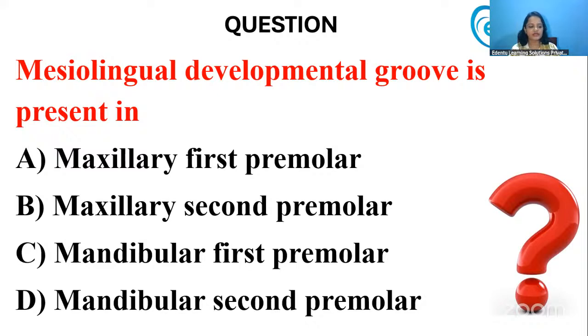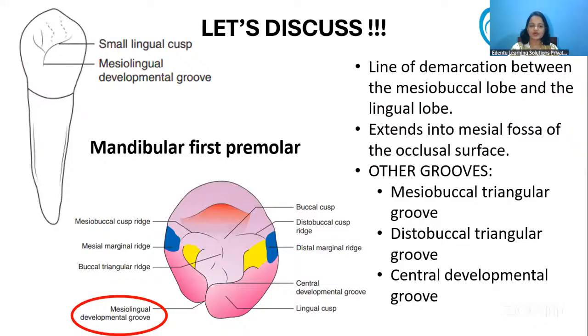So this mesiolingual developmental groove, again a recent NEET MDS 2025 question. It is present in which tooth? Is it present in maxillary first premolar or maxillary second premolar or mandibular first premolar or mandibular second premolar? Yes, the answer is yes, Dr. Pooja, you're right. The answer is mandibular first premolar.